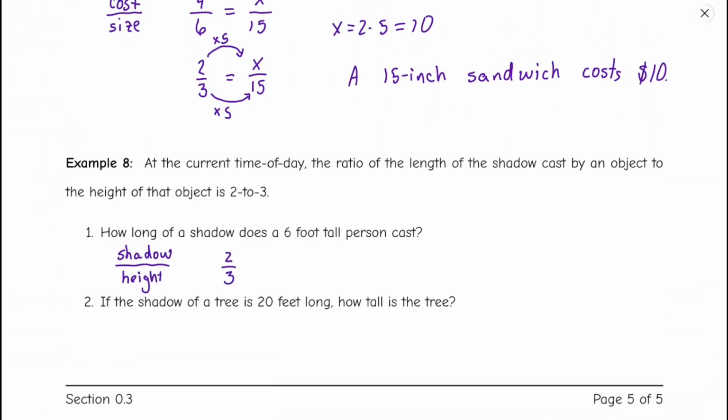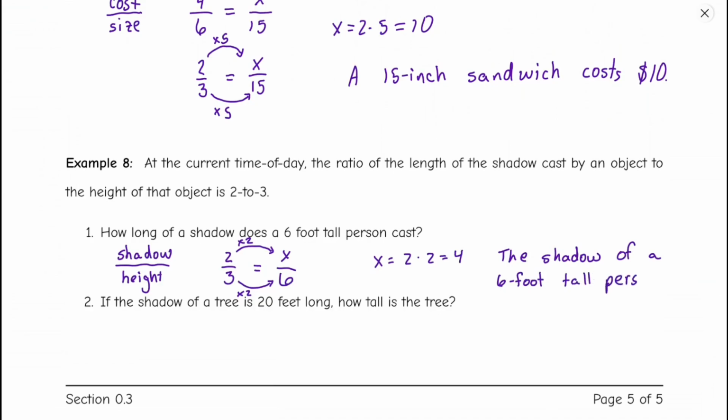And since I have a 6-foot tall person, that's the height. That means 6 goes on the bottom, and we're looking for the length of the shadow. Well, 3 times 2 is 6. So then I have to multiply 2 by 2 to get x equals 4. So the shadow of a 6-foot tall person is 4 feet.